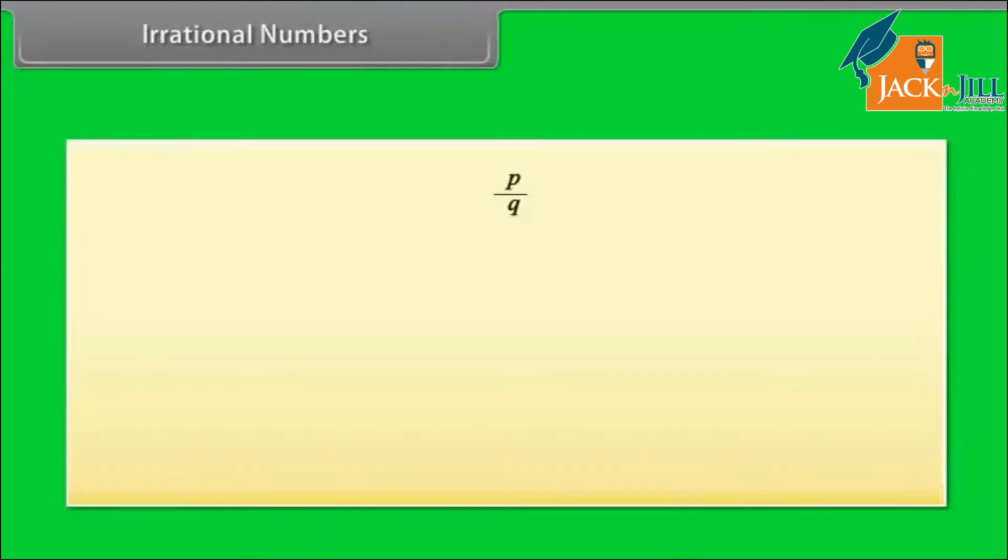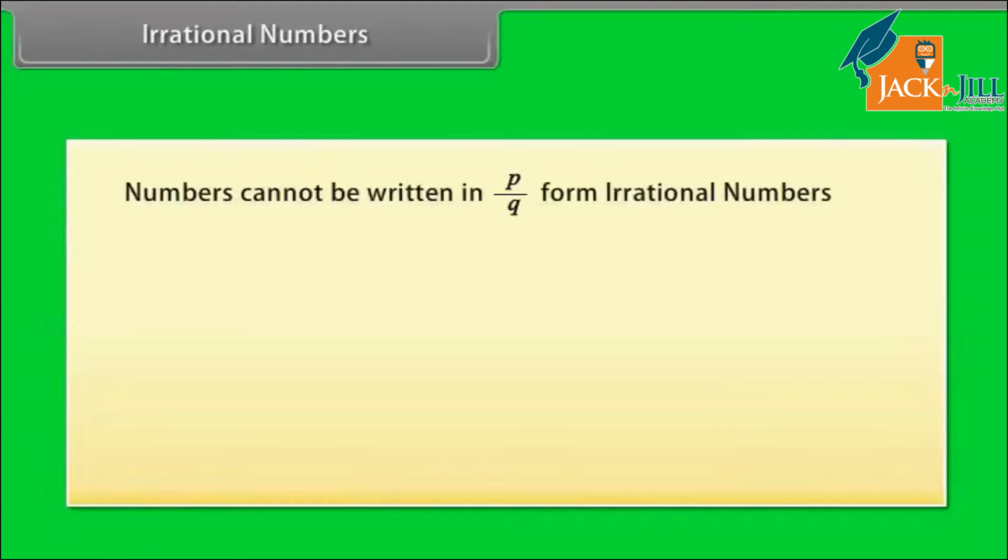Irrational numbers. You must be wondering if there are such numbers which are not in the form of p by q. Yes, there are numbers which cannot be written in the form p by q. Those numbers are called irrational numbers. For example, square root 2, square root 3, square root 7, 0.1011011101111, and so on, pi and so on.